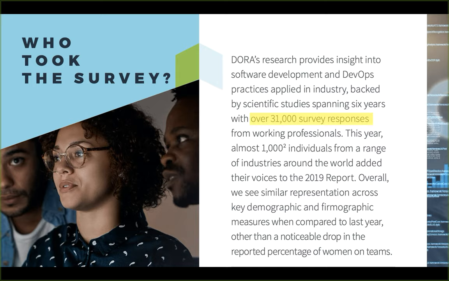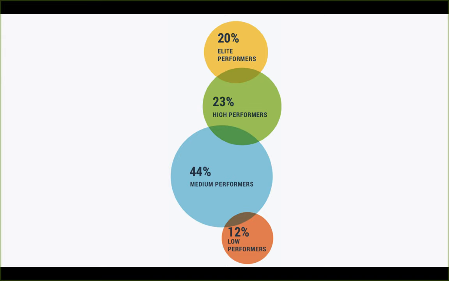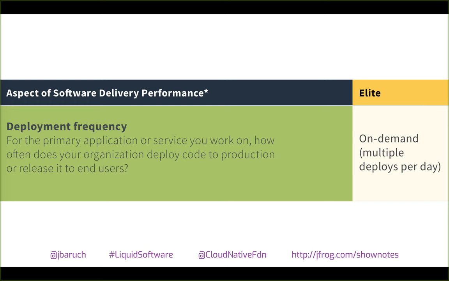And they take those questions and group the organizations by cohorts, and you can see that 20% of the industry are in the cohort of elite performance. That's every fifth organization doing a very good job, and that is obviously great news. And you can see that those elite organizations actually deploy multiple times a day.